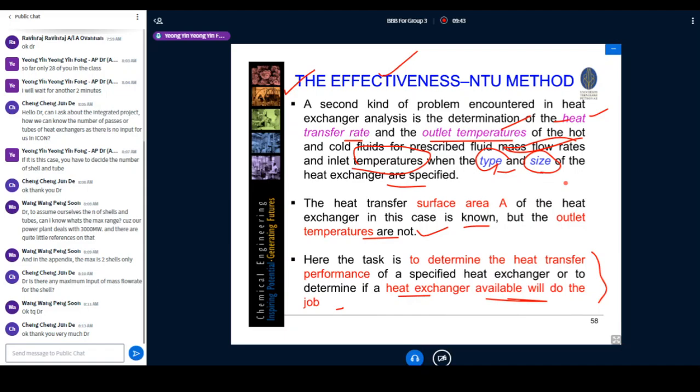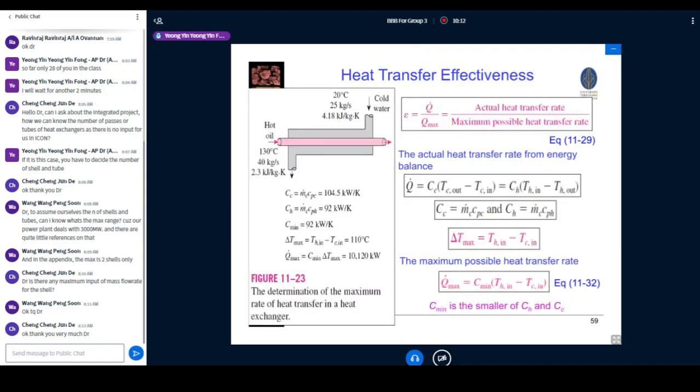So by knowing the size and type, it is the other way around. This is the common criteria whereby you have to use the effectiveness NTU to resolve the problem. So let us look at this slide. In fact, the effectiveness NTU method is actually very simple in concept. You can look at here.